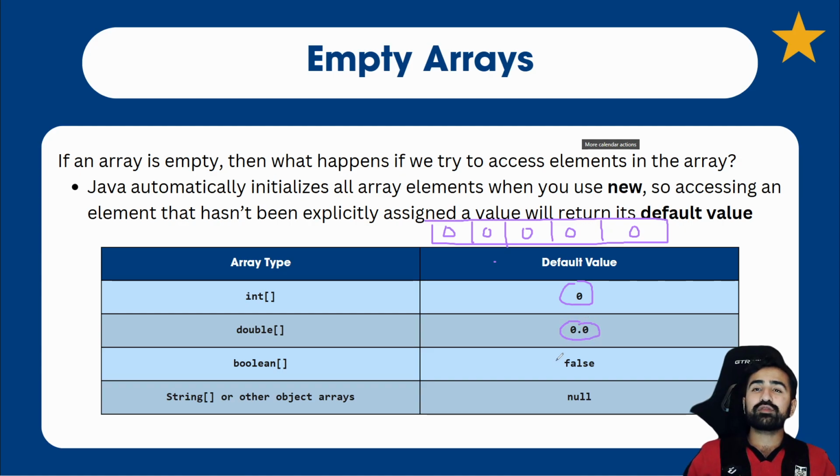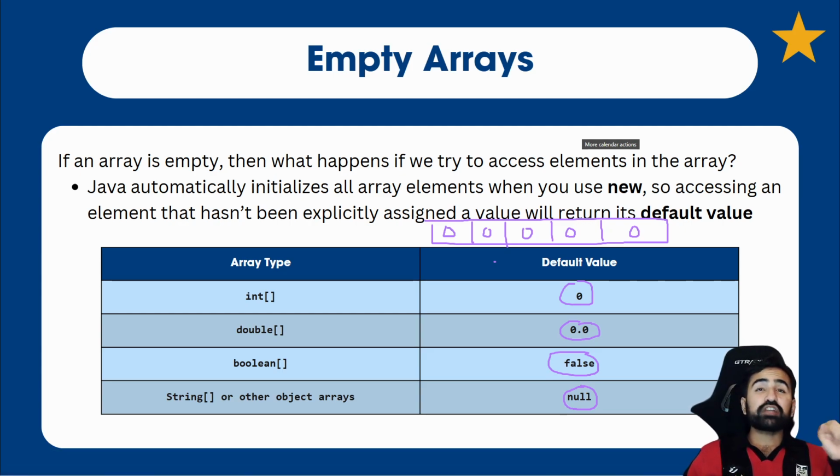Empty double arrays will have a bunch of 0.0s. Empty Boolean arrays by default will have false values. And then string arrays or other object arrays, basically anything that's not a primitive, right, is an object, will have this value called null. So what is null exactly? What do I mean by null?